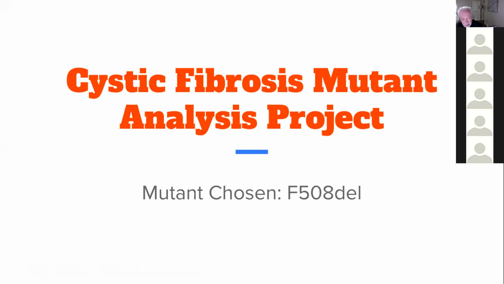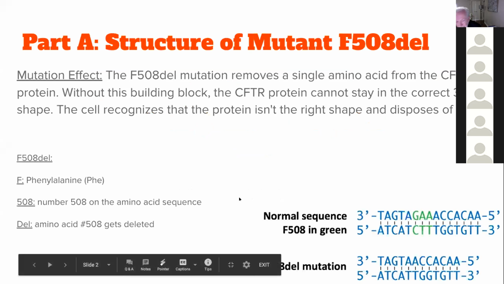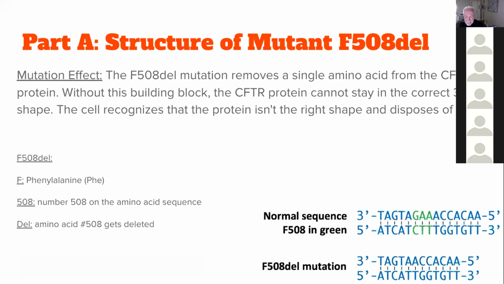So for my cystic fibrosis project, I chose the mutant F508del. F508del is the most common CF mutation and is primarily considered a processing mutation. The effect of the mutation is that it removes a single amino acid from the CFTR protein. Without this building block, the CFTR protein cannot stay in the correct 3D shape. The cell usually recognizes that the protein isn't in the correct shape and disposes of it.